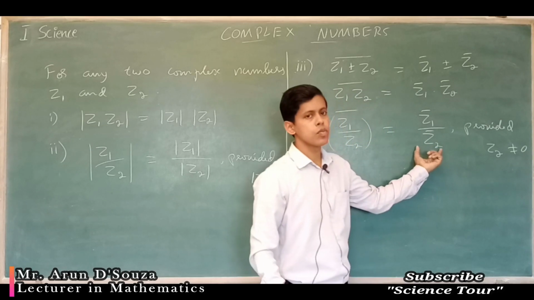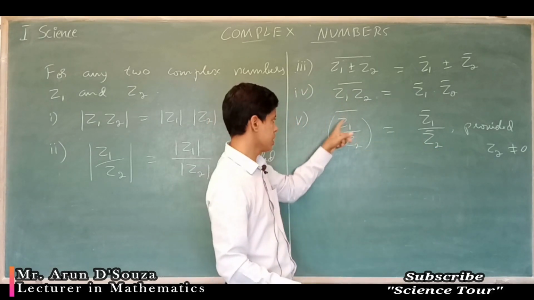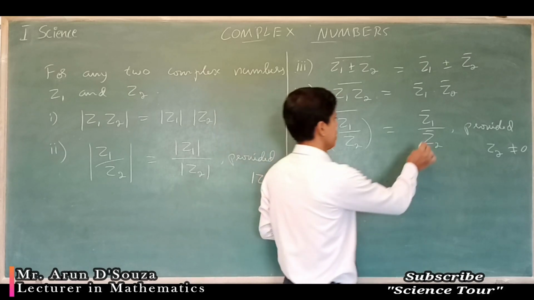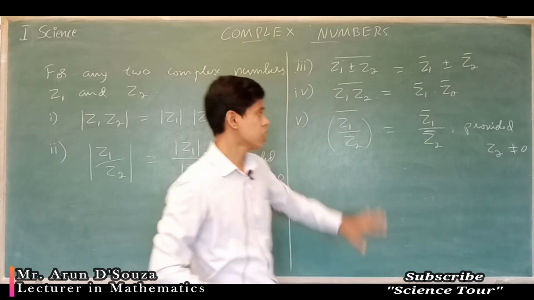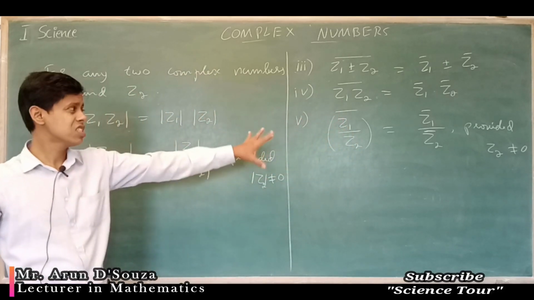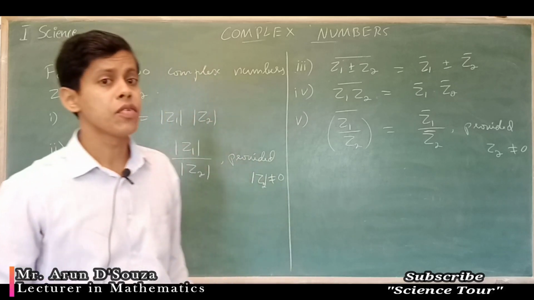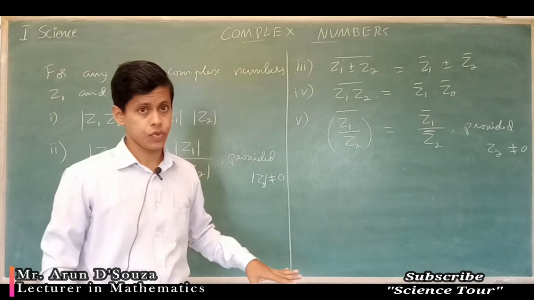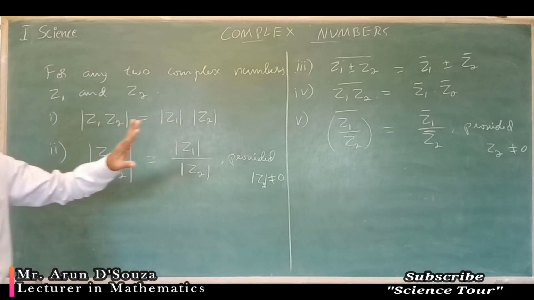So this Z2 should not be 0. If Z2 is 0, then Z2 bar will also be 0. Okay, then both will not be defined. Alright. So Z2 should not be 0, then only we can use this formula. Then only this division will exist, otherwise it does not exist. Okay. You cannot divide anything by 0. Okay. So these are a few formulas.